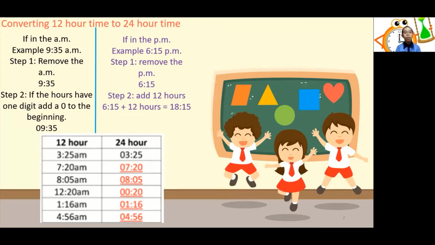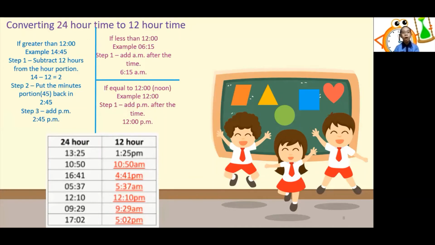But one important thing about this is also 12 p.m., which is noon. This is something that may make you a bit confused because we remove the PM, but we don't need to add 12 hours. If we add 12 hours, it will be 24 hours, which is not okay. So for 12 p.m., we just don't need to add anything, and the answer is just 12:00.